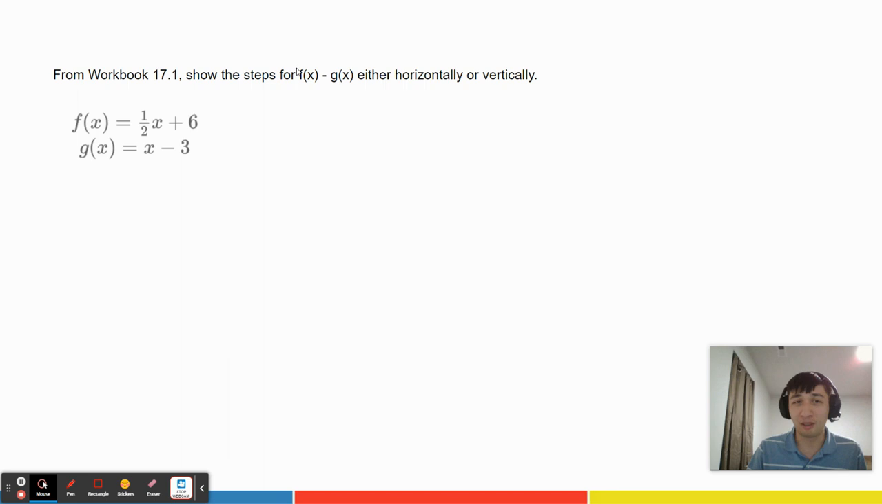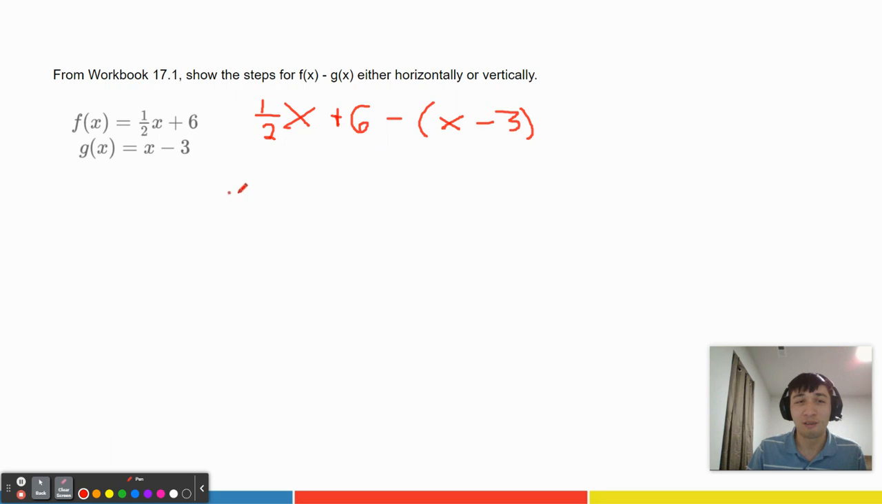So because it says f of x minus g of x, when we write this out, we have to make sure that we start with f of x. So that's going to be a half x plus 6. Now we're going to subtract. When you subtract something, always make sure that what you put in there is in parentheses. So I'm going to put my x minus 3 over here.